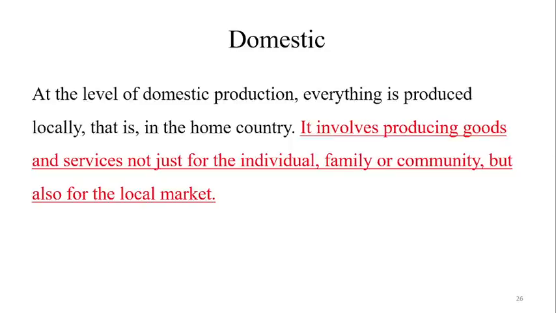And then now we have the domestic level. At the domestic level of production, everything is produced locally, that is within the country. It involves producing goods and services not just for the individual or the family or even the community, but also for the local market. So sticking to the backyard farming story, say you're doing the farming in your backyard and things are going well. You're able to satisfy the needs and wants of your family, but then you go out and get a piece of land and start to farm on a larger scale. Now you have enough, not only for your family and yourself, but you can go to the local market and sell this produce, satisfying the local demand. That is domestic production. And then now we move to the next level.